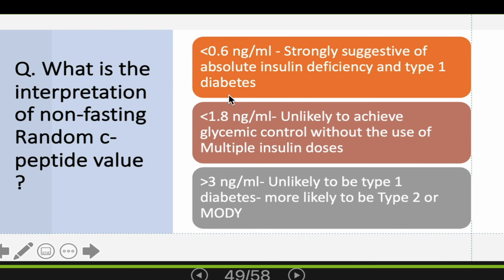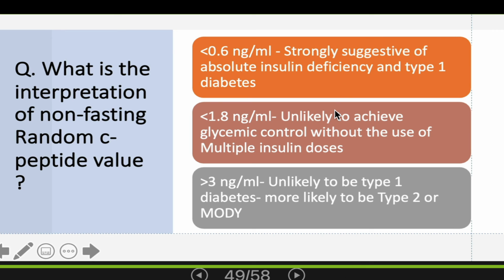How do you interpret a non-fasting C-peptide value? If the C-peptide value is less than 0.6 nanogram per ml, it is strongly suggestive. Remember, just see the units, be careful. Your lab may give different units. So 0.6 nanogram per ml is strongly suggestive of absolute insulin deficiency and strongly suggestive of type 1 diabetes. If it's less than 0.18, the patient is unlikely to achieve good glycemic control without use of multiple dose of insulin. So for all practical purposes, this patient should be given multi-dose insulin, MDI. But if it's more than 3, it is unlikely to be type 1, more likely to be type 2 or MODY. So this is where a random C-peptide is very useful.